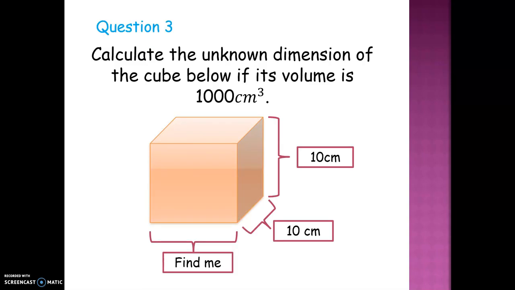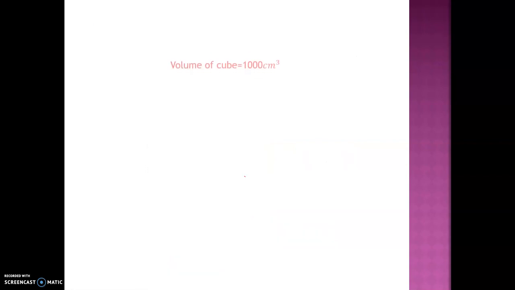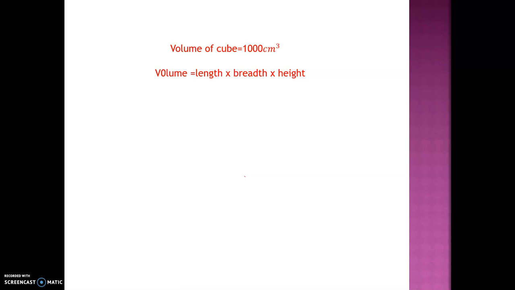Question 3. Calculate the unknown dimension of the cube below if its volume is 1000 centimeter cube. When I say cube, as I told you, all the sides will be same. So once we know one side, we know the other one, and the third one will also be same. There is a way to answer it by saying that it's 10 centimeter. But let's use the formula and do the question. Volume of a cube is given as 1000 centimeter cube. Our formula is volume is equal to length times breadth times height, where you know that breadth and height are the same, and the volume is given to you.